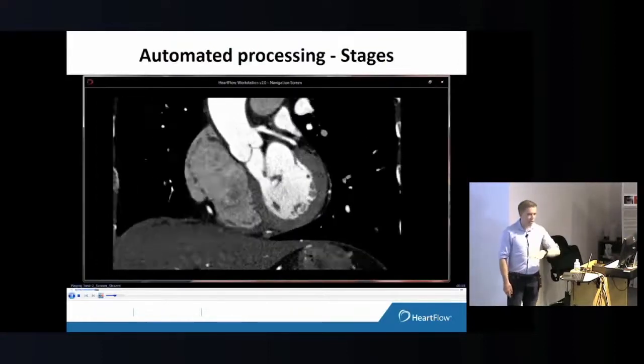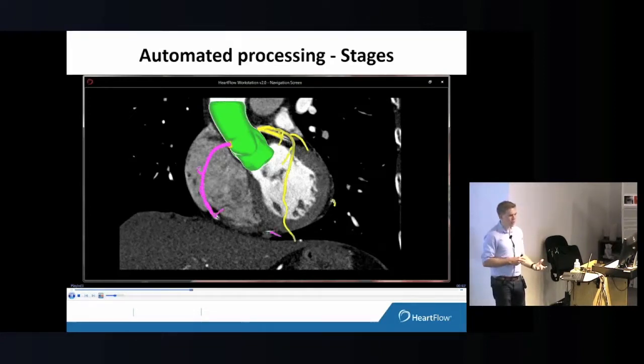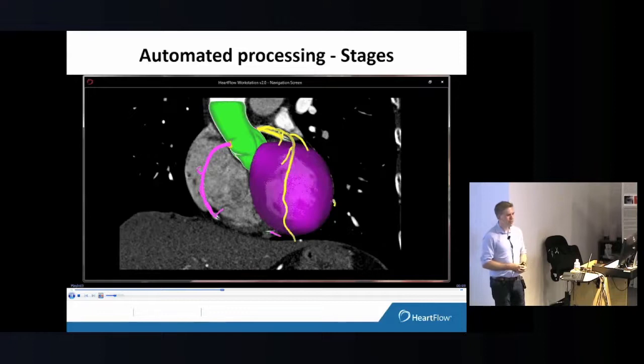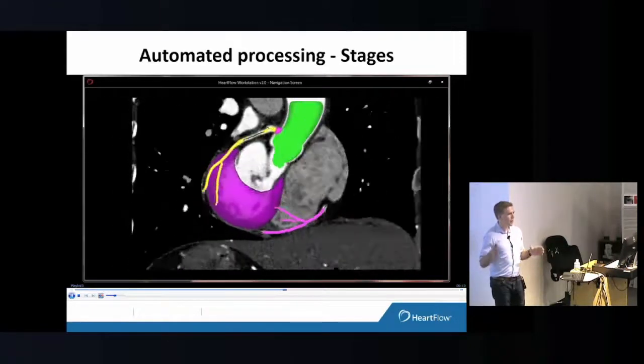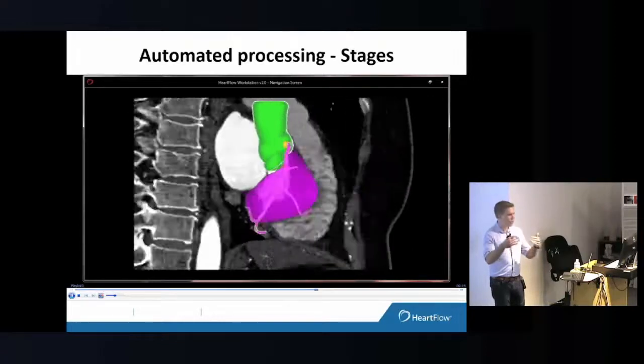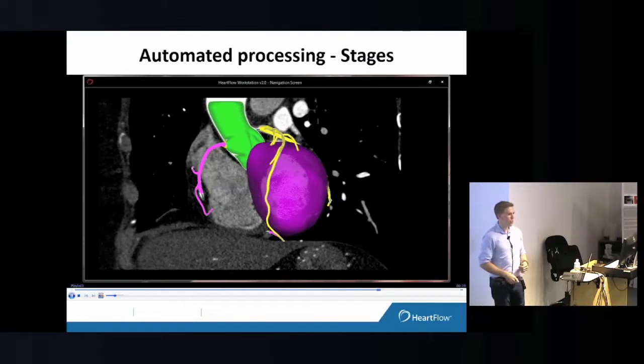So as soon as the images come in and hit our servers, the algorithms will find the aorta, the ostium points, the center lines, the lumen boundaries, and the myocardium. Every series that we're sent gets done fully automatically and in the cloud, and then those models are sitting there waiting for our technicians to pull them down and review them.